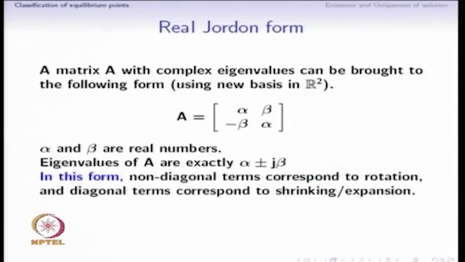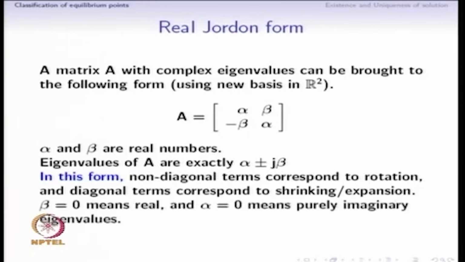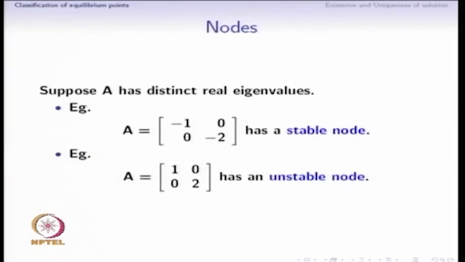So, in this form, the non-diagonal terms beta correspond to rotation and the diagonal terms alpha correspond to whether the trajectories are shrinking or expanding. This is what we will like to emphasize for the next few lectures. Also, beta equal to 0 means that the two eigenvalues are real, and alpha equal to 0 means that the two eigenvalues are purely imaginary. They are plus minus j beta. So, suppose A has distinct real eigenvalues. Let us see these cases one by one.